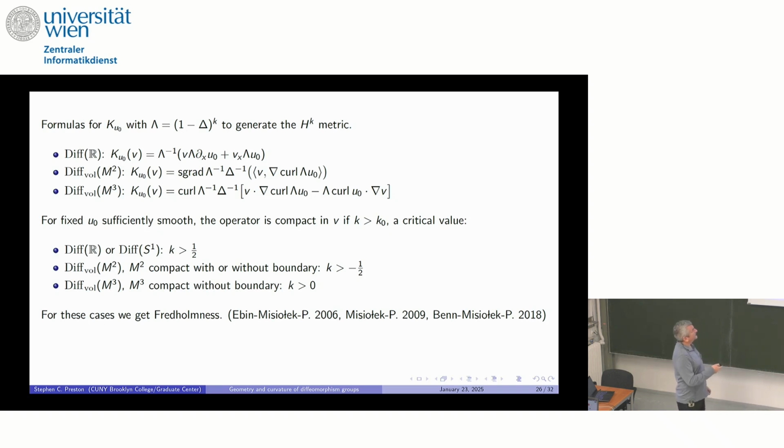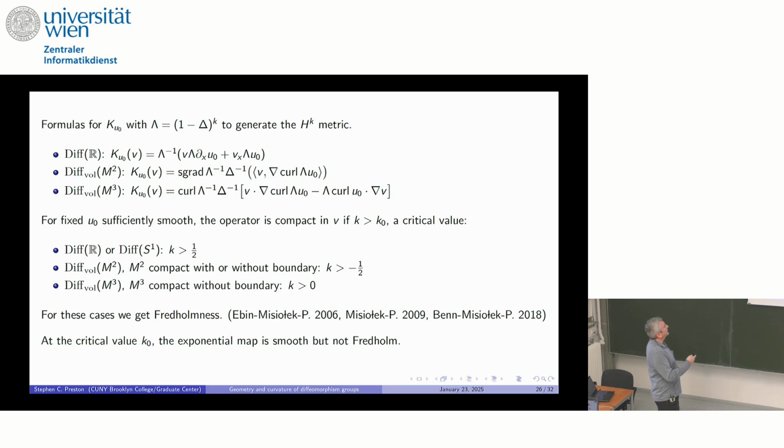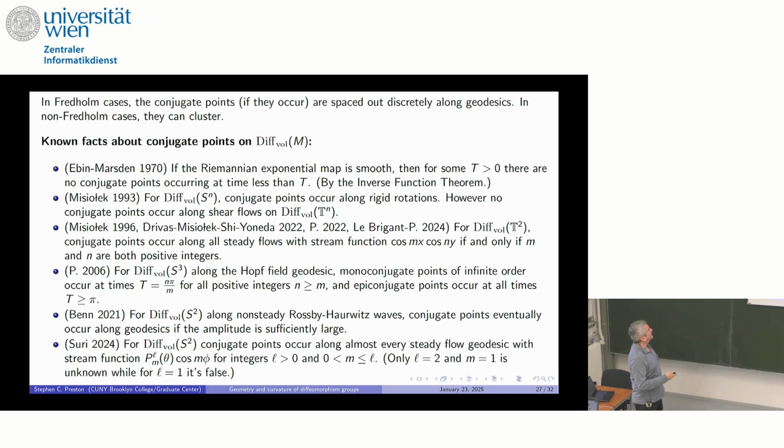And the worst part is K equals 0 for a 3D fluid is exactly the interesting case. That's also exactly where it fails. So if you had any higher degree of smoothness in a fluid, things would be nice in terms of conjugate points. But in the real case of 3D fluids, they're bad. So yeah, smooth exponential map, but it's not Fredholm.